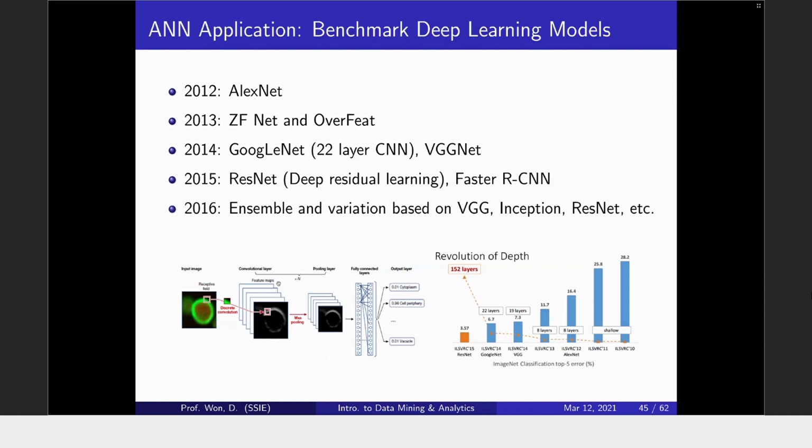Right now, the error term, think about it: in 2010, the best reported handwriting error was almost 70%, but AlexNet showed 16%. A couple of years later, ResNet actually showed less than 5%. So this is one big breakthrough.